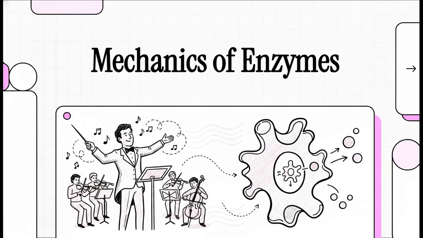Enzymes. Understanding the precise mechanics of enzymes is absolutely crucial for your O-level biology exams, especially when you're dealing with metabolism and homeostasis. Nailing this concept could easily be the difference between a B and an A grade.